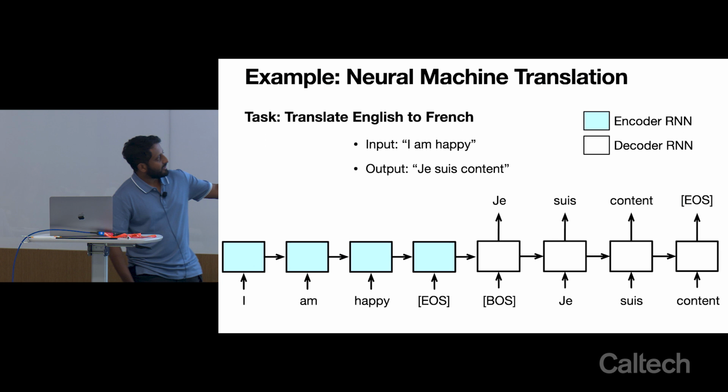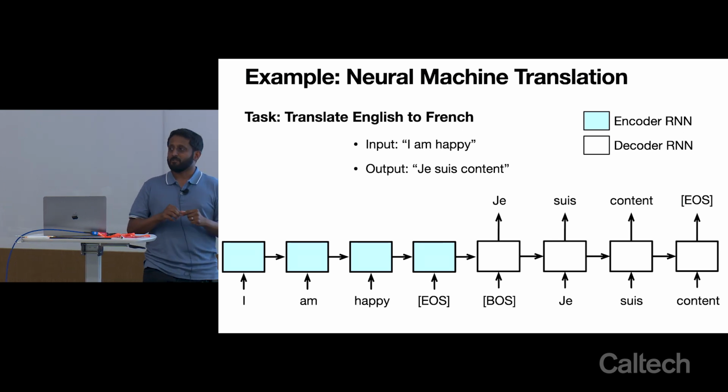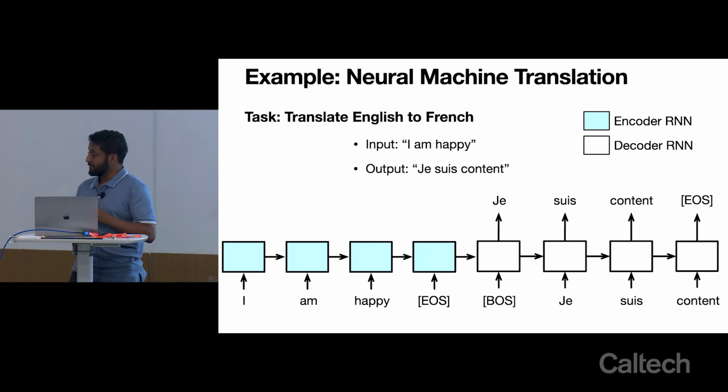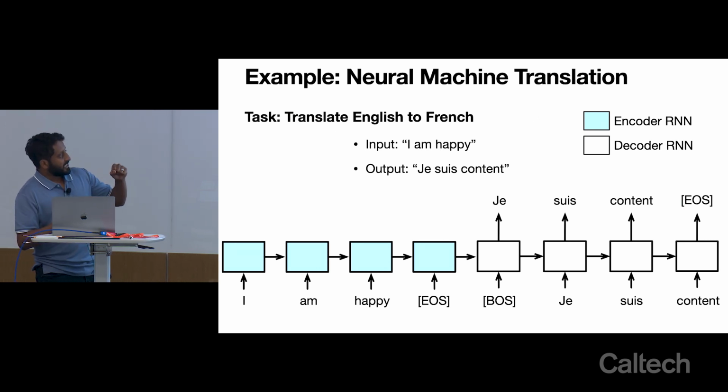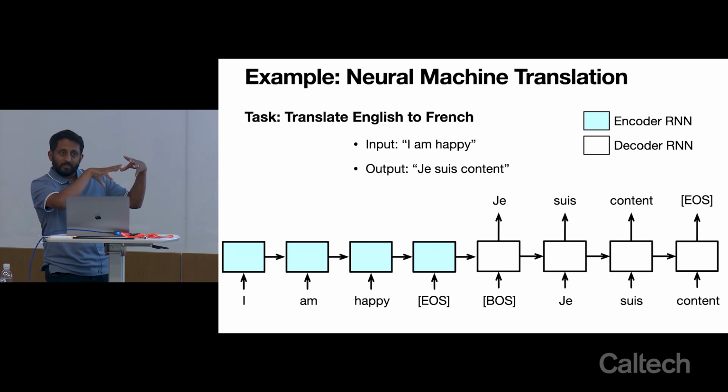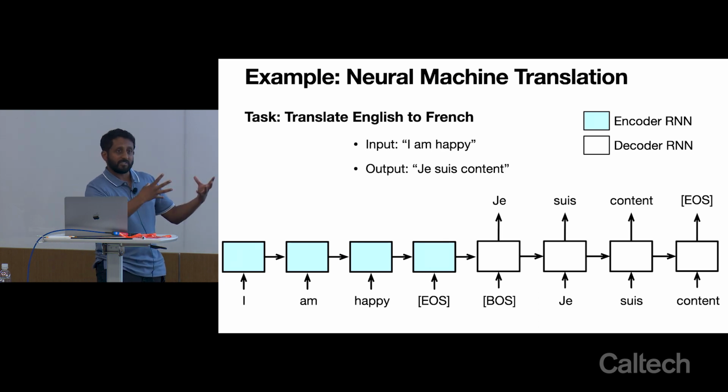And then it needs to take that information and pass it on to a second neural network, a decoder neural network. And now that decoder neural network takes the state of the encoder RNN, the representation that it's produced, and is now going to try to produce the French version of that sentence.